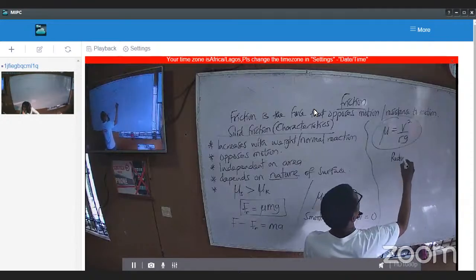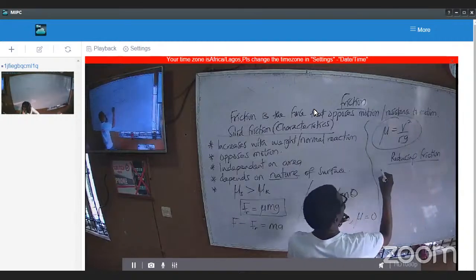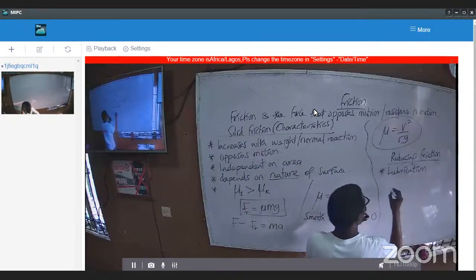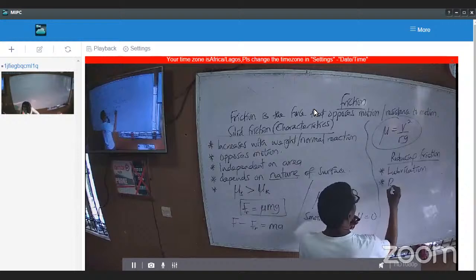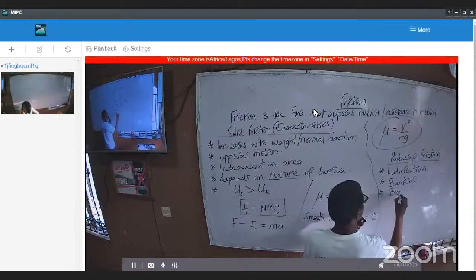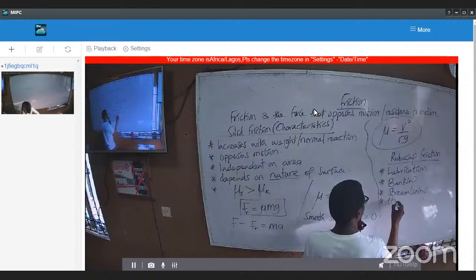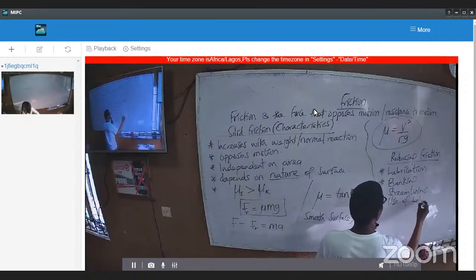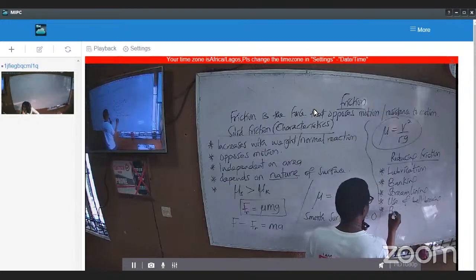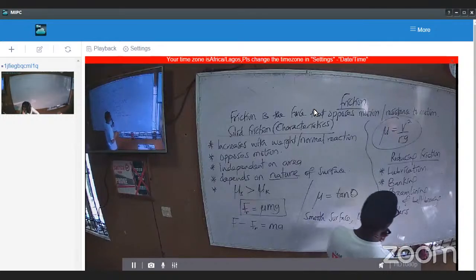Reducing friction. Number 1, lubrication is one of the major methods. Using lubricants, we have banking or sideways banking, we have streamlining. We also have the use of ball bearings, and of course the last one, use of rollers. That's very popular. If we are traveling, rollers are used to move stuff from one place to the other.